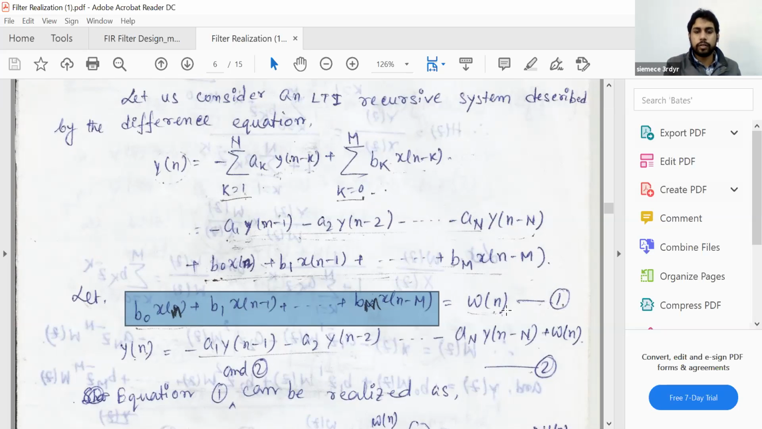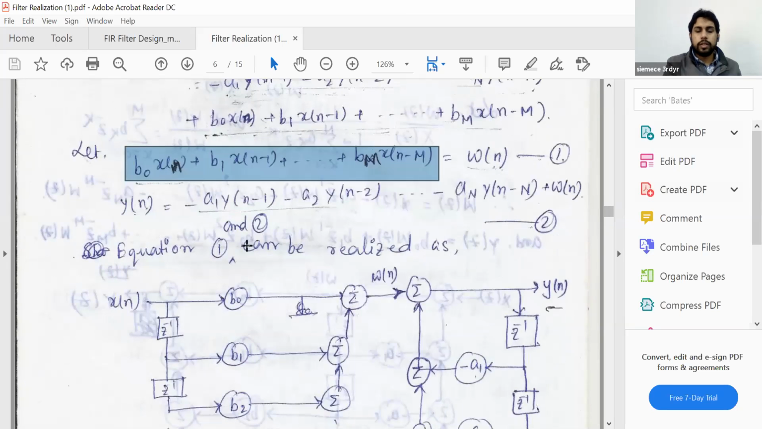Getting my point? We are considering this as w of n. Now if this term is w of n, I can write y of n is equal to minus a1 y of n minus 1, minus a2 y of n minus 2, and so on up to a N y of n minus N, plus w of n. So these are the two equations. I give the first one as equation number 1 and the second one as equation number 2. Now equation number 1 and 2 can be realized.